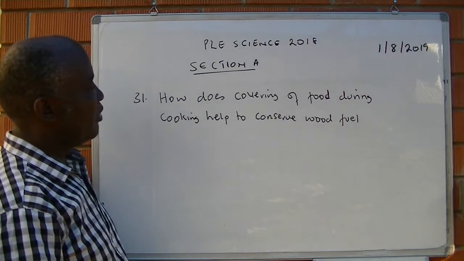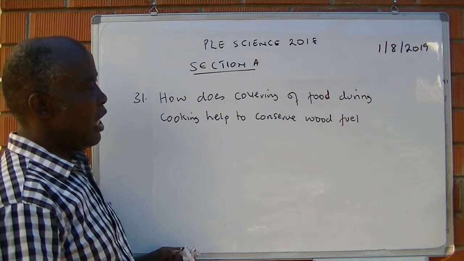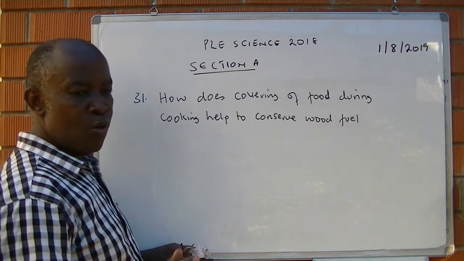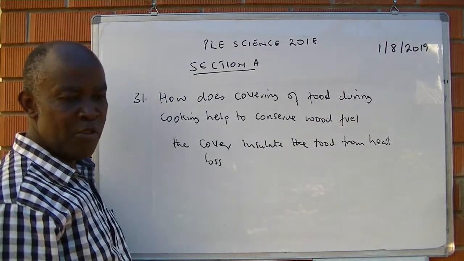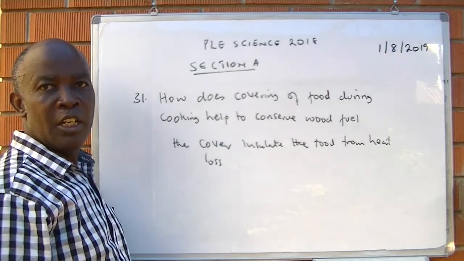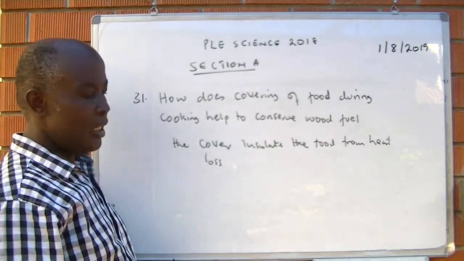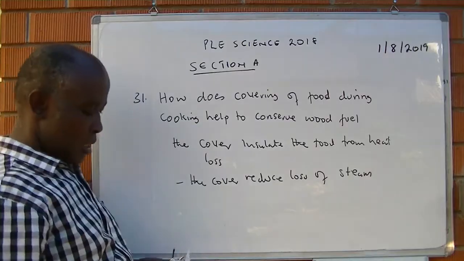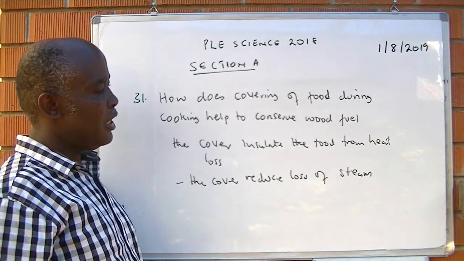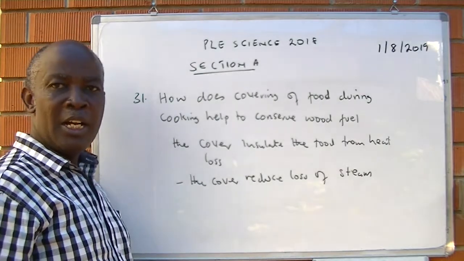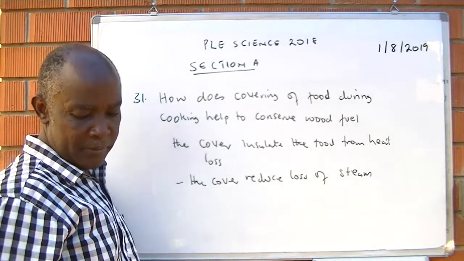Number 31. How does covering food during cooking help to conserve wood fuel? The cover insulates the food from heat loss, so less wood is used to maintain the heat in the food. The cover reduces loss of steam, since loss of steam leads to loss of heat by vaporization.